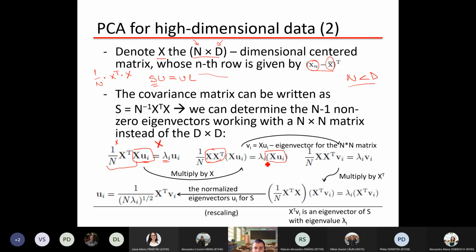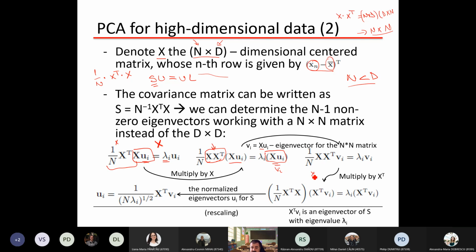And therefore Vi, which is denoted by this term, will be an eigenvector for this matrix. But since X is n by d, X multiplied with X transposed is n by d multiplied with d by n. So it will result in a matrix that is n by n. So Vi that we have here, that is X multiplied with Ui, will be an eigenvector for the n by n matrix. Now we multiply again to the left with X transposed.